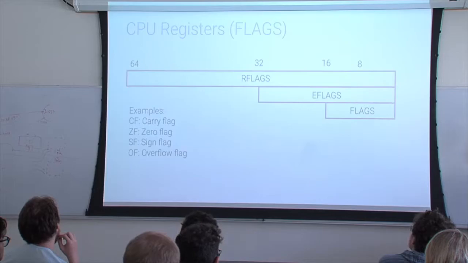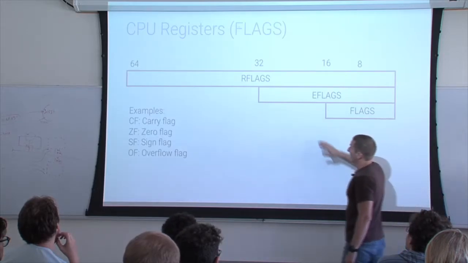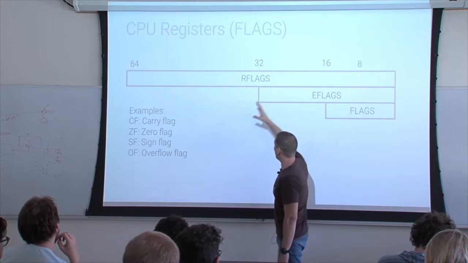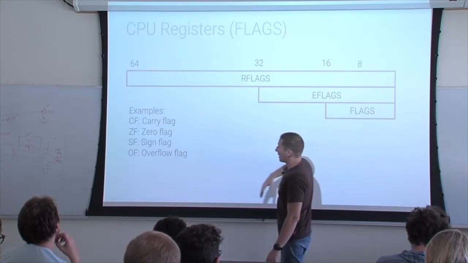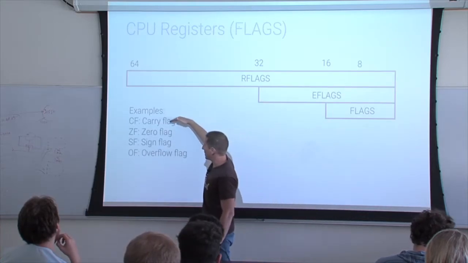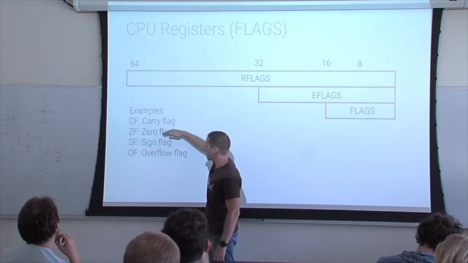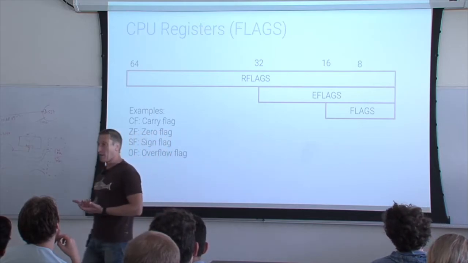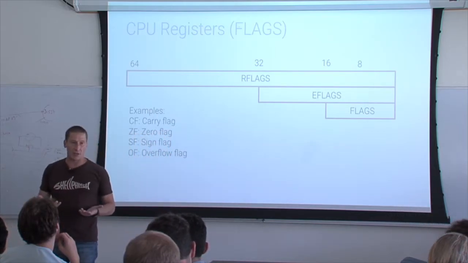Also important are the flags. There are RFLAGS, EFLAGS, and FLAGS for 64-bit, 32-bit, and 16-bit. There are a bunch of flags. The important ones are the carry flag, zero flag, sign flag, and overflow flag, because those are the ones used in branching.